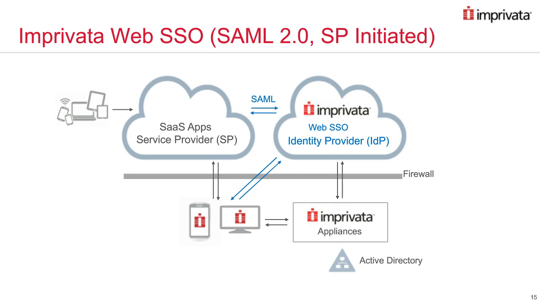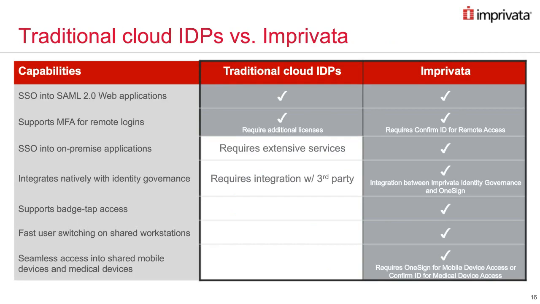Perfect. Hey, thanks so much, Joe. So just moving on to this next slide, we wanted to compare some of the key features. I think just to follow up on that point that you mentioned, Joe, comparing Imprivata versus other cloud IDPs. The first two here, SSO into SAML 2.0 web applications. Yep. So with this latest release we're able to support SAML 2.0, which is, again, one of the more popular authentication standards for cloud apps.